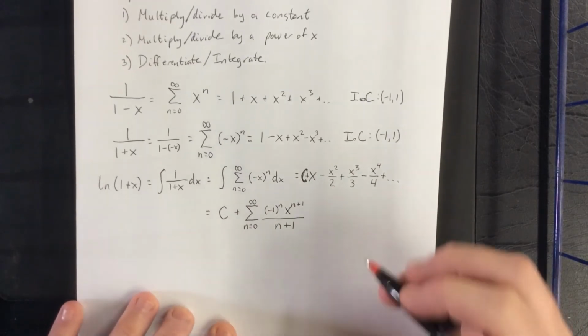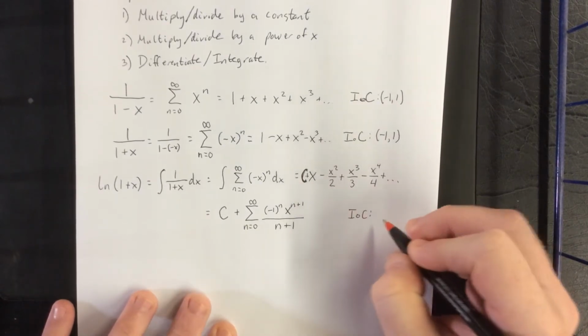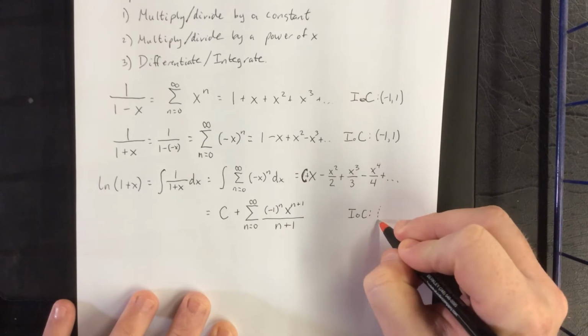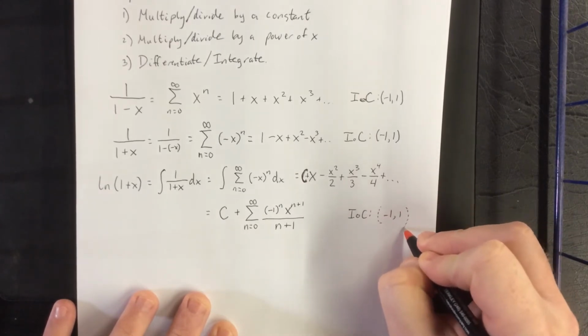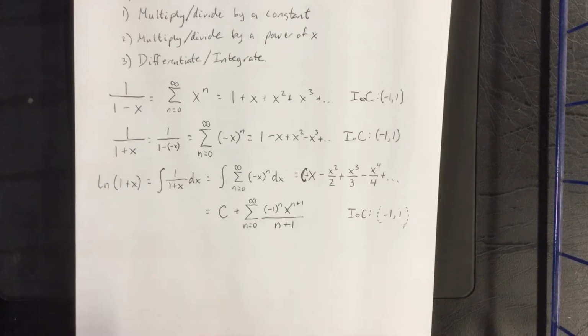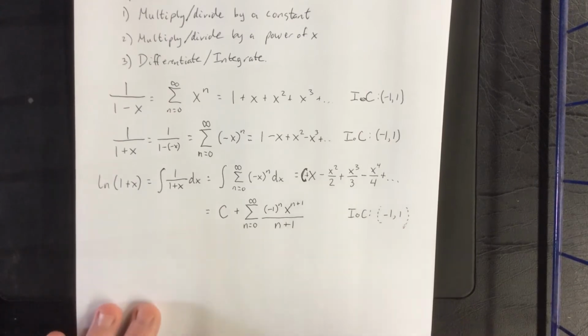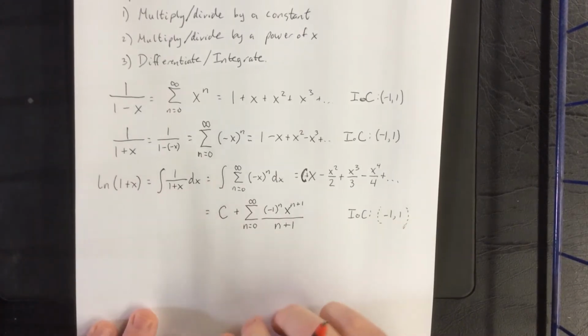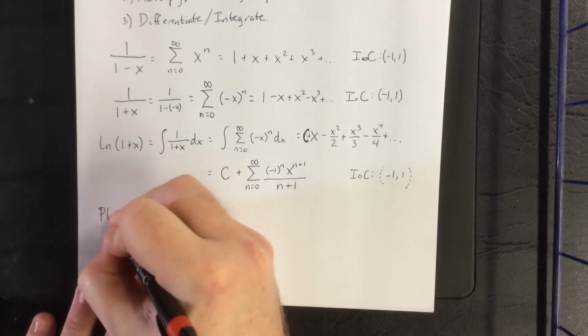Now, a couple things that I want to point out here. The radius of convergence should not have changed. But the interval of convergence could have changed in the sense that the endpoints could have changed. So we're going to call that negative 1 to positive 1, but we're not sure whether or not it converges at each of its endpoints. The other thing I'd like to do is have us plug in x equals 0 to solve for that constant of integration.